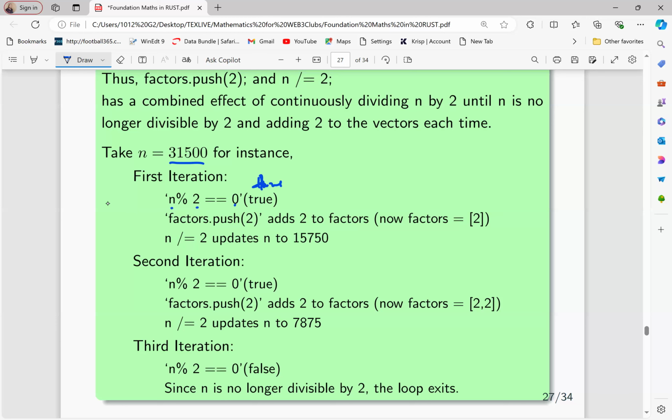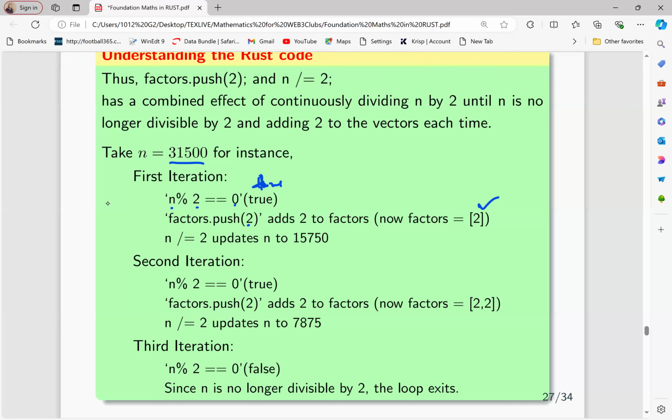And then once it finds that that is true, it pushes 2 to be a factor. So the factors now have one factor. And then the new n, our n is immutable. So that means the new n now becomes the old n divided by 2, which means our n is now 15,750. Now, once this is okay, we go back again to the while loop and check this condition. So that is our second iteration.